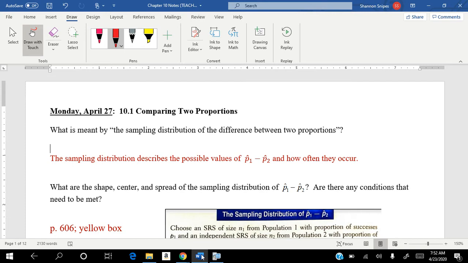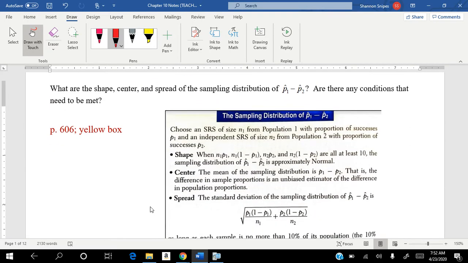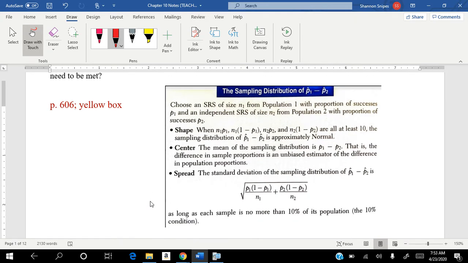Of course, to do our test of significance and our confidence intervals, we need to understand what the shape, center, and spread of this sampling distribution is and any conditions that we need to meet. I have taken a picture of page 606, the yellow box. So here are the shape, center, and spread for your sampling distribution of the difference of two proportions.